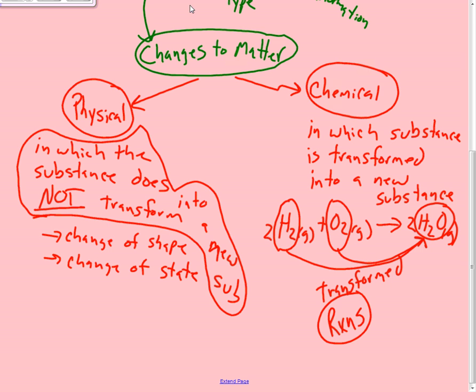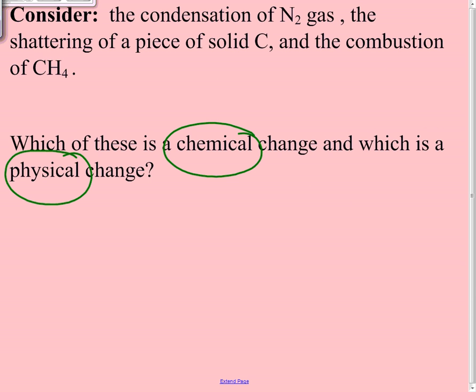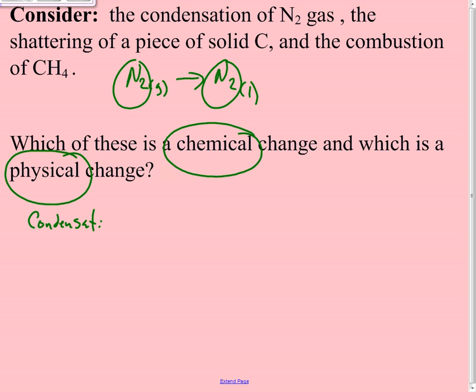Let's see if we can answer our question now. The condensation of nitrogen gas. What does condensation mean? That means I start off with nitrogen gas and it condenses. It means it ends up as nitrogen liquid. So now the question is, is there a transformation here? I start off with nitrogen. I end up with nitrogen. Has that transformed? The answer is no. I've changed states, but I have not transformed into a new substance. So condensation of nitrogen gas is a physical change.